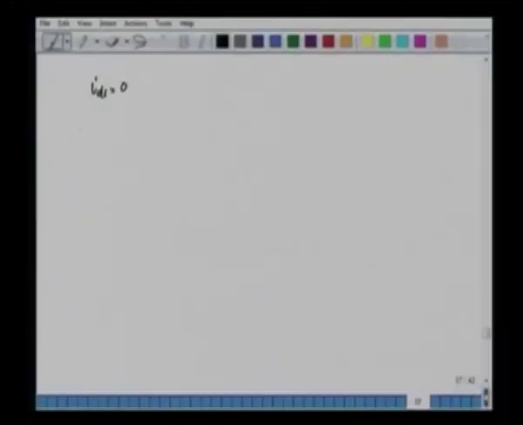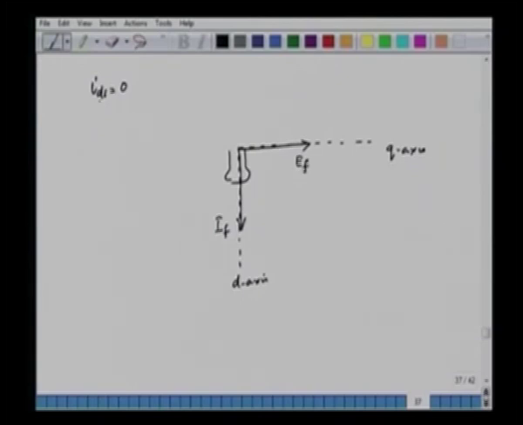So what we have here is that IDS is equal to 0. When we have IDS equal to 0, this is the D axis and this is the Q axis, and we have the field current which is constant. This is the field current IF and this is the field induced EMF, that is EF, and IDS is equal to 0, but IQS is finite.